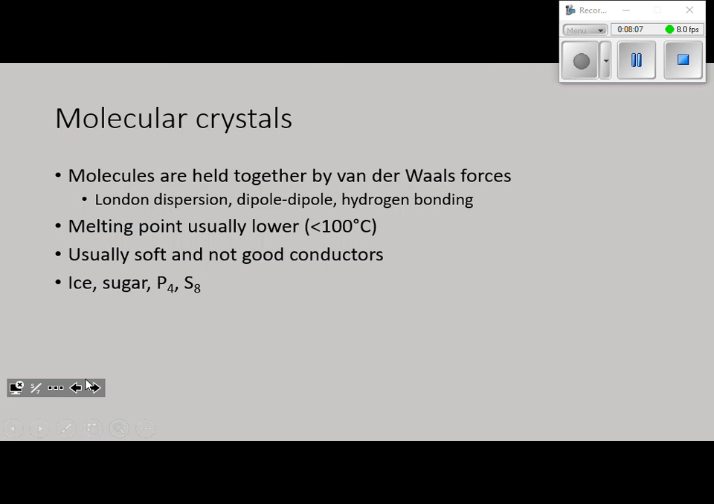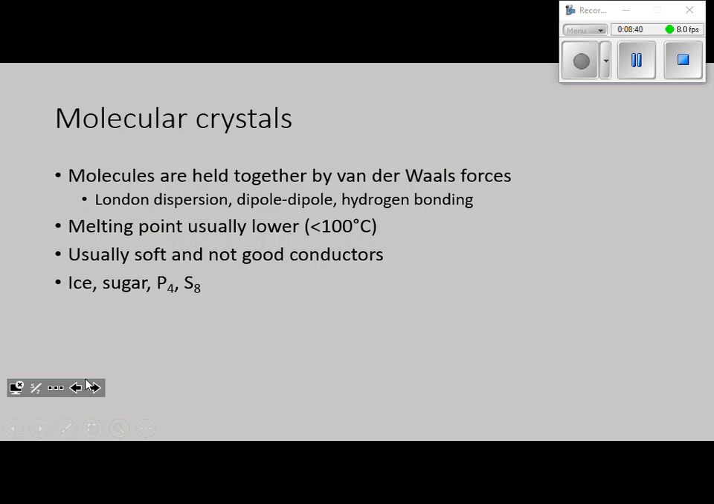Because of that, with molecular solids, it doesn't take a lot of heat to break them apart to a liquid. That's why I have the melting point is usually under 100 or in that range. They're not very good conductors of electricity because they do not allow a flow of electrons from point A to point B. And I give you a few examples on the bottom. Again, recognition: if it is a nonpolar molecule or a polar molecule, odds are it's a molecular solid.